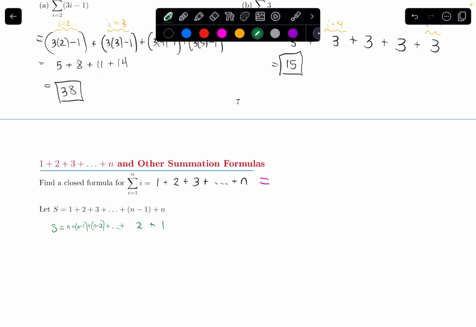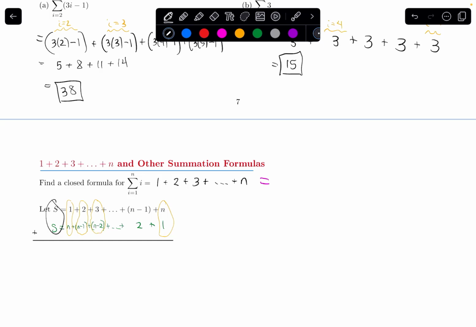And what I notice about this now is, if I look at each pair that's right above each other, or underneath each other, so this first pair, this second pair, the third pair, all of the pairs add up to the same value. Like they add up to just n plus 1, all the way down to the end. So I'm going to take advantage of this fact and add these together.